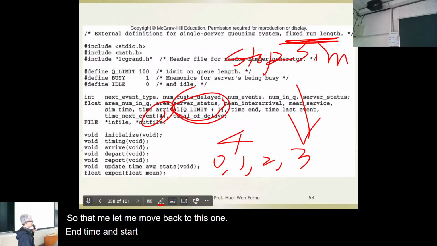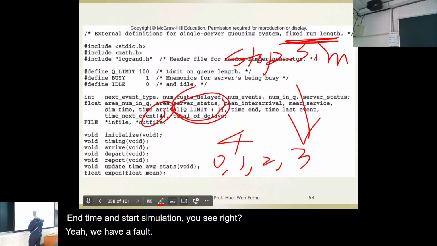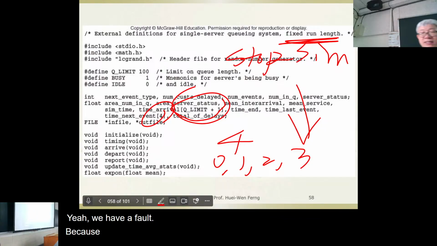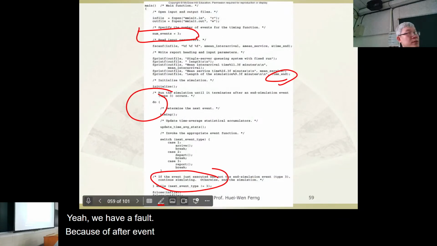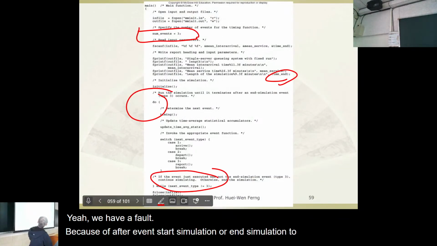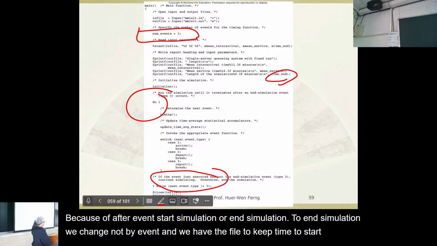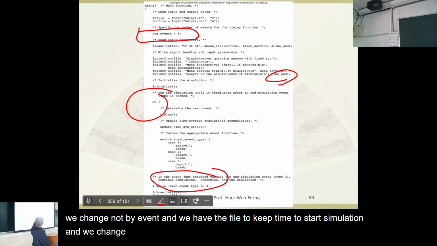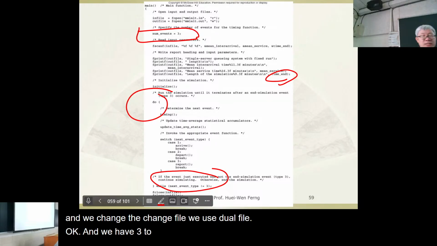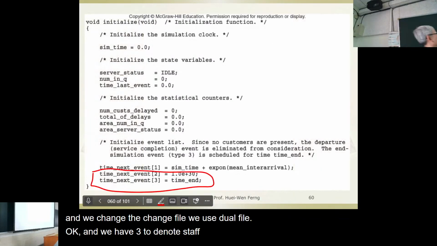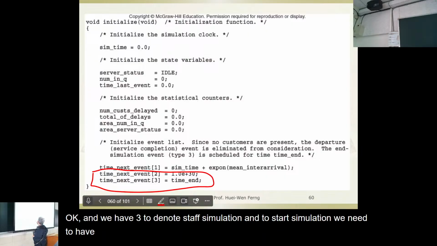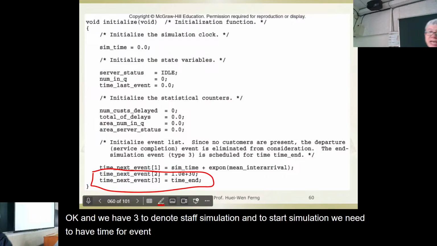You see, right? Here we have 4 because of the actual event, stop simulation or end simulation. To end simulation, we change the number of events, and we have the in file to key in the time to stop simulation. And we change while, we use do while. Okay, and we have 3 to denote start simulation. And to start simulation, we need to have time for event 3. Event 3 is end simulation, you see.